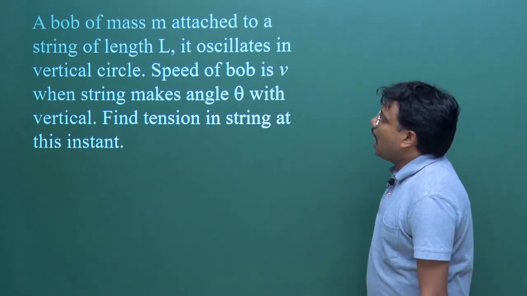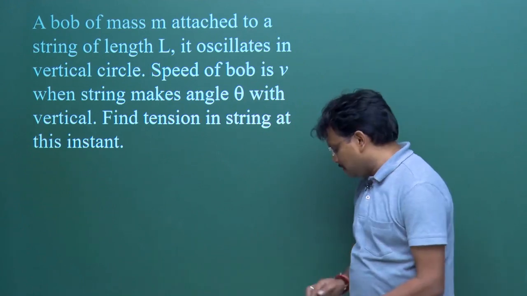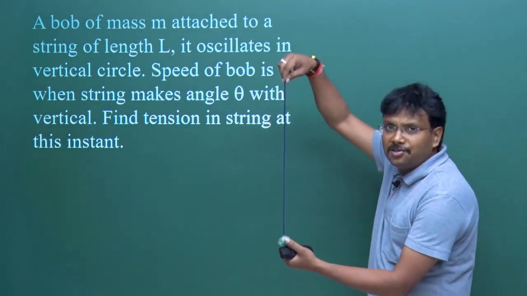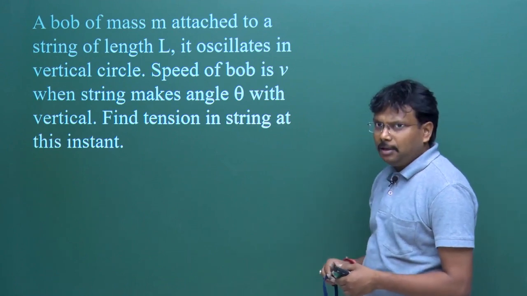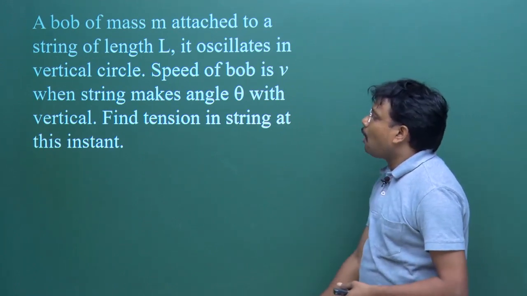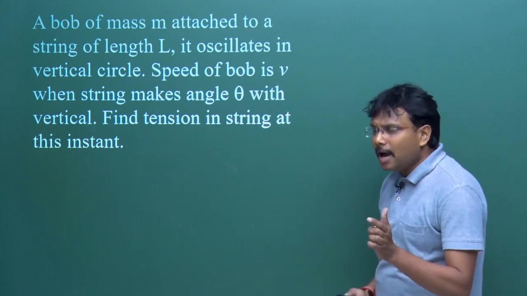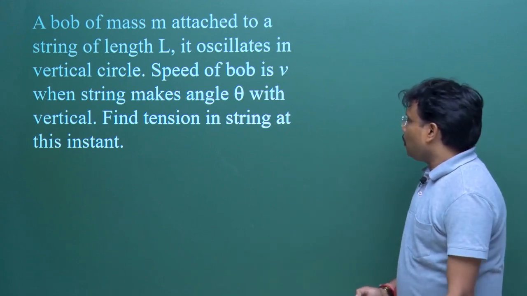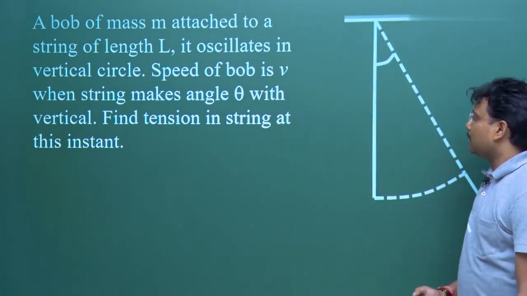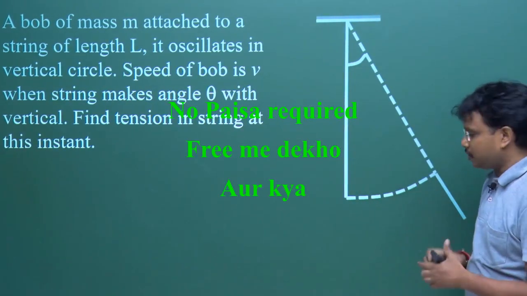A bob of mass m is attached to a string of length L. I think there is no problem in visualizing this. This is the same arrangement. It oscillates in a vertical circle. Speed of the bob is v when the string makes angle theta with the vertical. Find the tension in the string at this instant. So this is the diagram of this particular question.